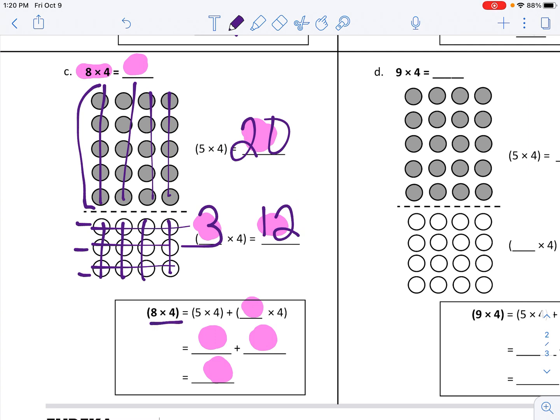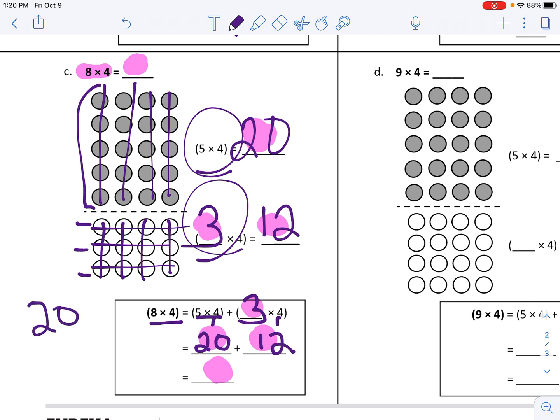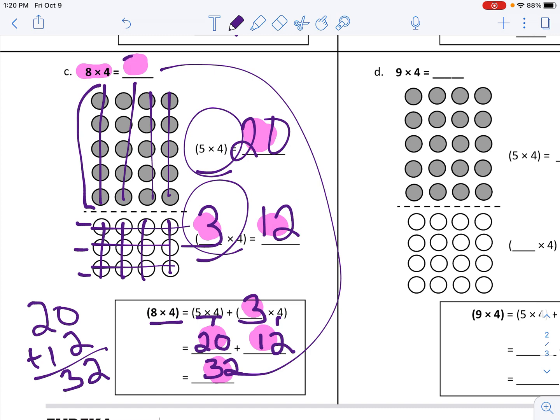8 times 4 is the same thing as 5 times 4, which is the top, plus 3 times 4, which is the bottom. How much is 5 times 4? 20. How much is 3 times 4? 12. How much is 20 plus 12? 2 plus 0 is 2. 2 plus 1 is 3. 32. Zoom your answer back up to the top and put the 32.